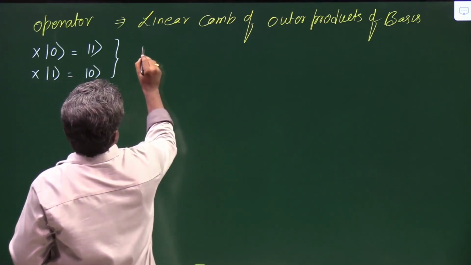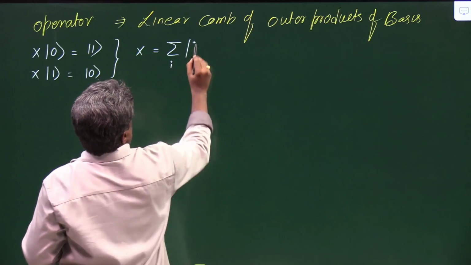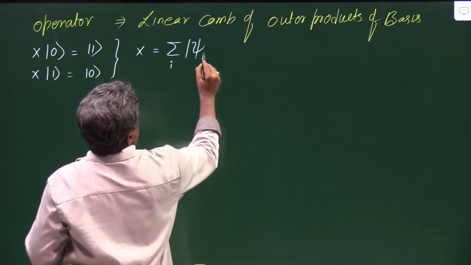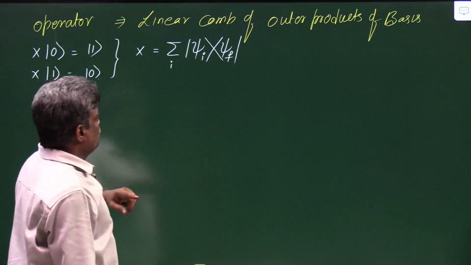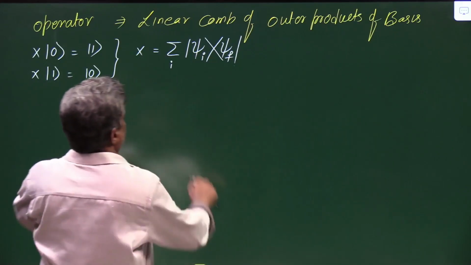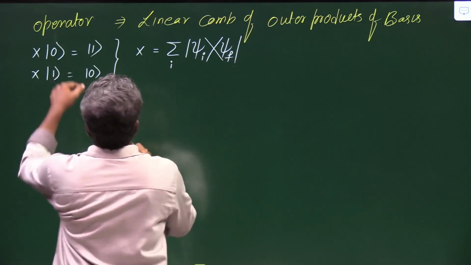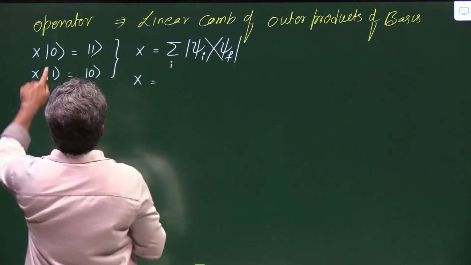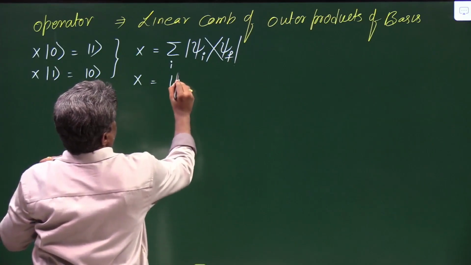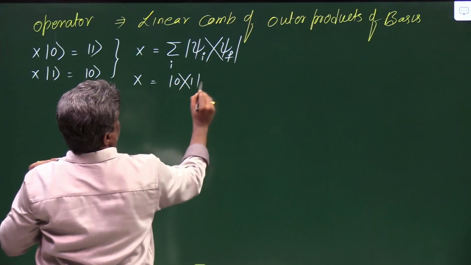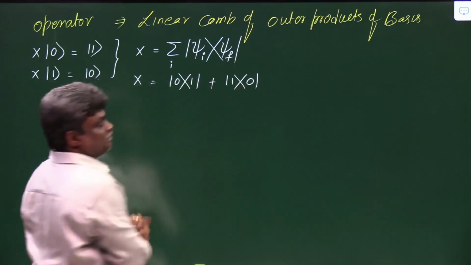So what is that outer product form? The outer product form is given by a summation over i of psi initial and psi final, where this is the initial state and this is the final state. This is the outer product form. If you observe carefully, X is equal to, now the initial state is 0 and finally we got 1. So that's why we can write it as ket 0 bra 1 plus initial state 1 and final state 0.